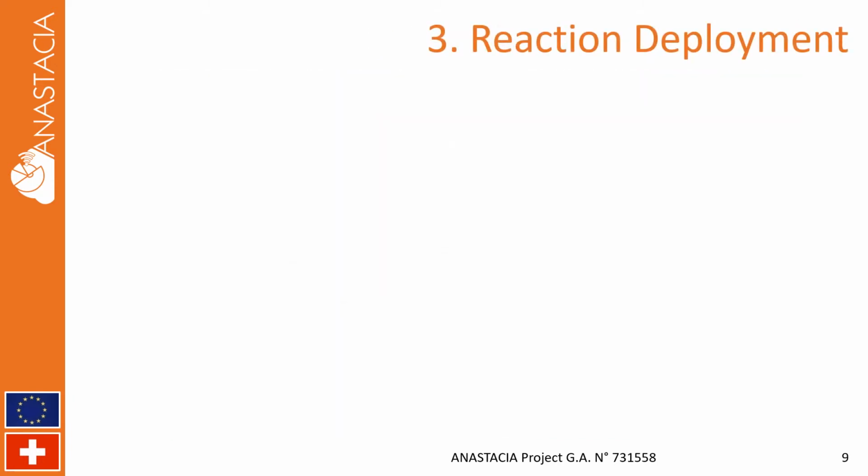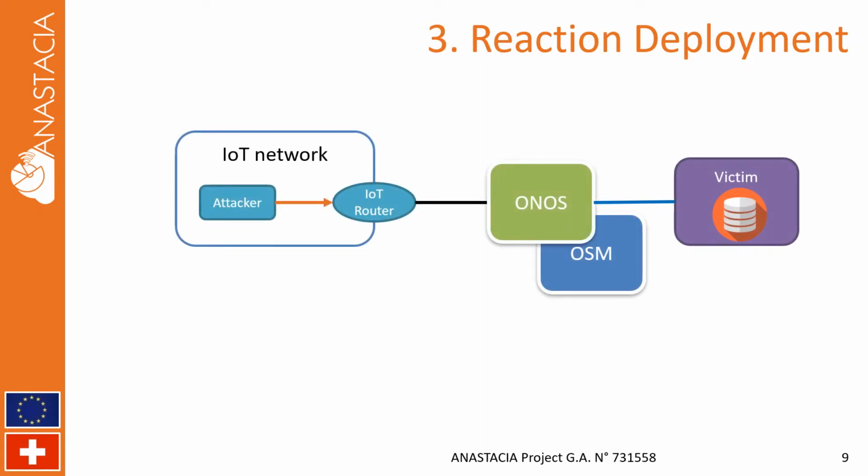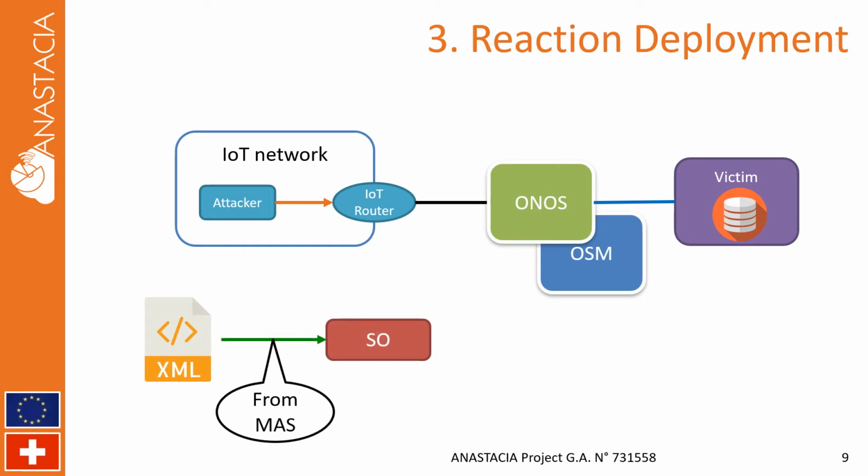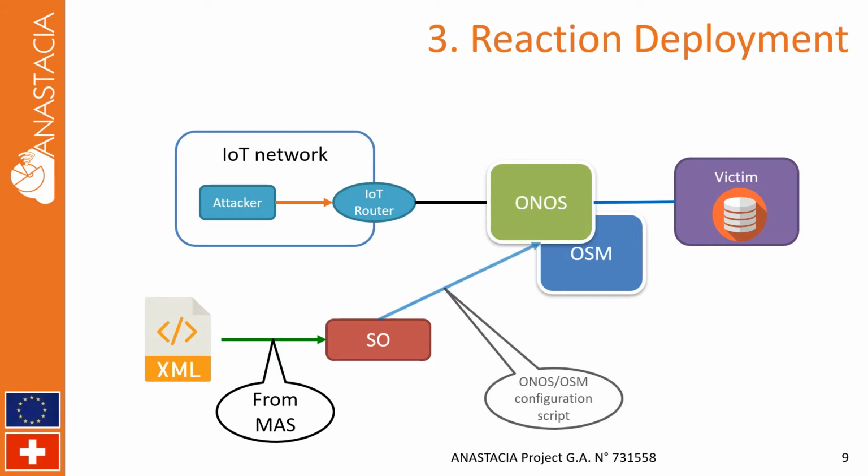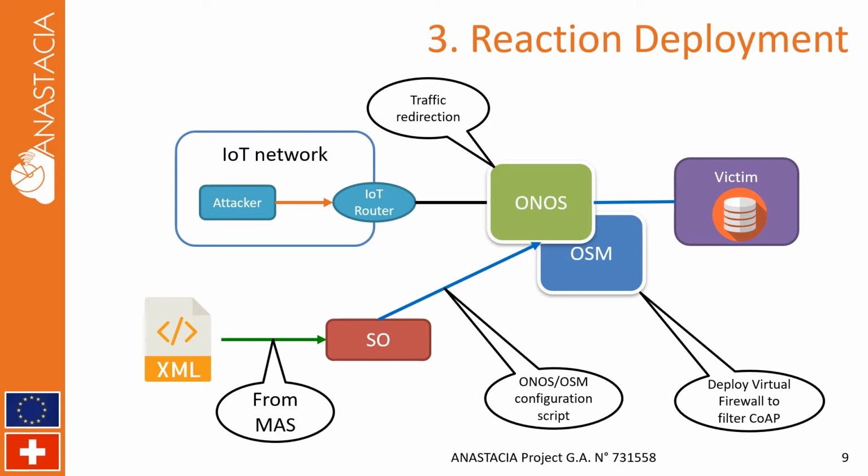The third phase is the deployment of the reaction. At this point, we have an emulated IoT network where an insider attacker is performing an SQL injection attack towards the victim on the other side. We will see that the computed countermeasures will be received in an MSPL file from this mitigation action service, and it will be read by the security orchestrator, which will start ONOS and OSM configuration scripts in order to deploy a new virtual firewall that will be used to filter the CoAP traffic. The security orchestrator will also deploy ONOS intents in order to redirect all the traffic towards this new virtual firewall, which will perform all the filtering of the CoAP traffic according to the MSPL file that was sent to the security orchestrator.